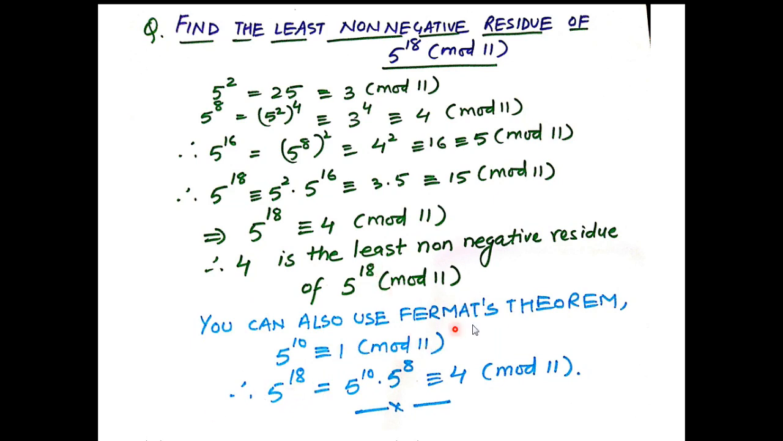We can also use Fermat's theorem to solve it. By Fermat's theorem, 5 to the power 10 is congruent to 1 modulo 11. Here n is 11, and so 5 to the power n minus 1 is congruent to 1 modulo n by Fermat's theorem. Therefore, 5 to the power 18 is equal to 5 to the power 10 plus 8. So this is equal to 5 to the power 10 into 5 to the power 8, and 5 to the power 10 is congruent to 1. So this is congruent to 4 modulo 11.